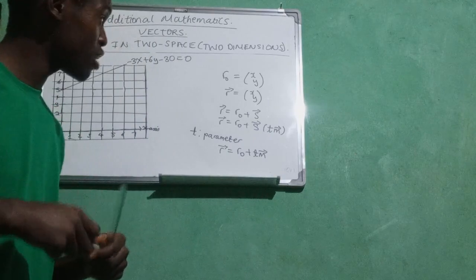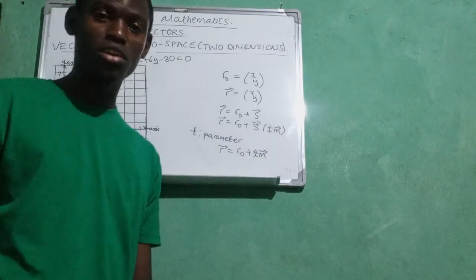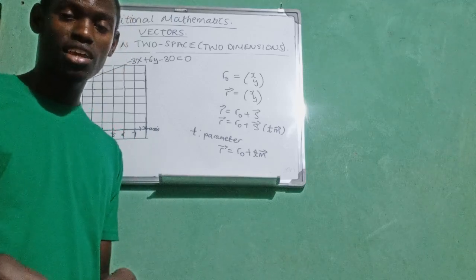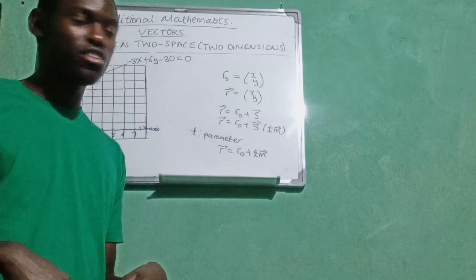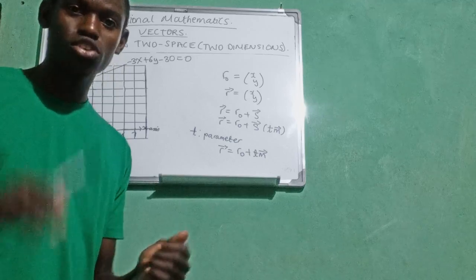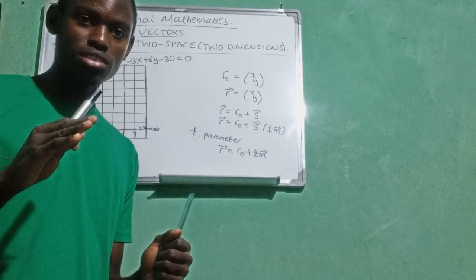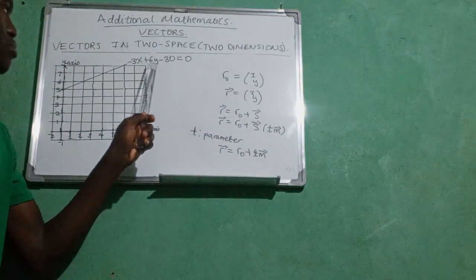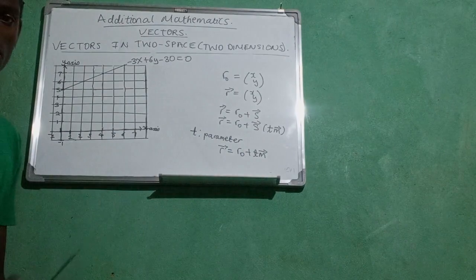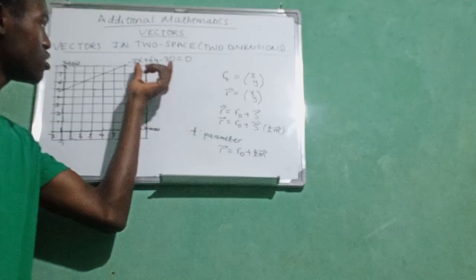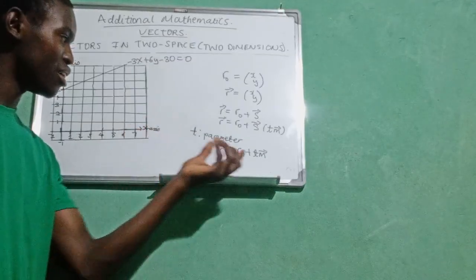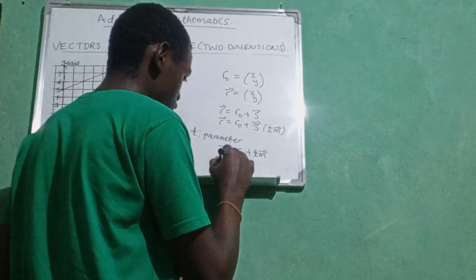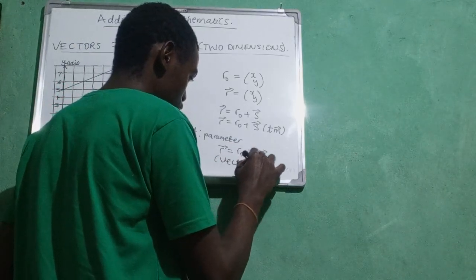Everything I've said here might be confusing to someone, so I'm going to explain that in the next video. This video is meant to introduce us to the format of writing a scalar equation like this: negative 3x plus 6y minus 8 is equal to 0. Writing an equation in this form is called the scalar equation. Then this is what we call a vector equation.